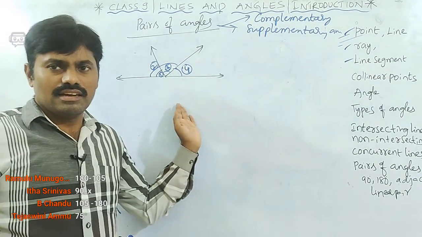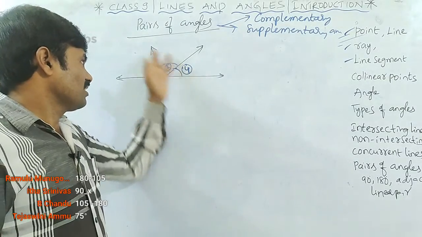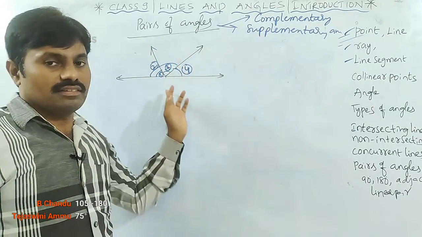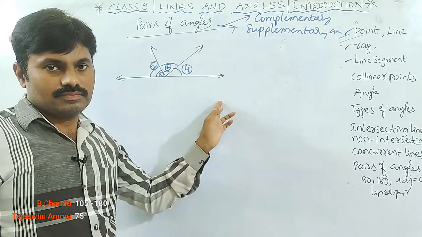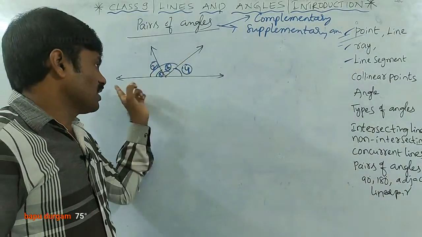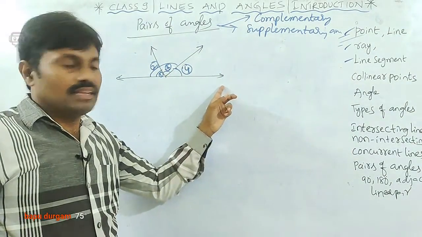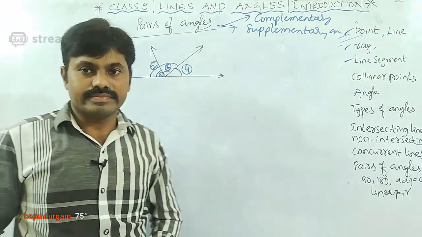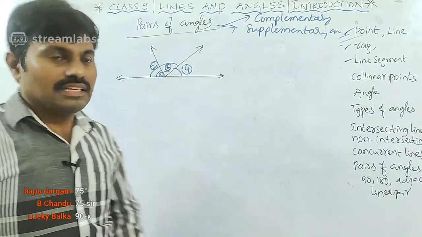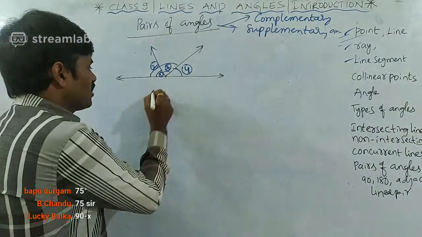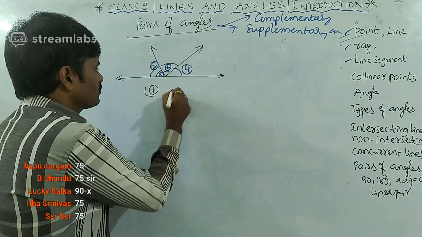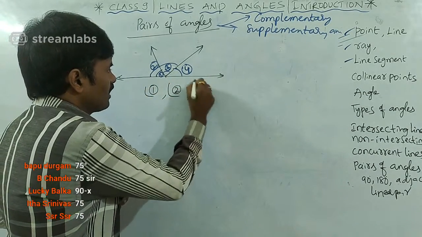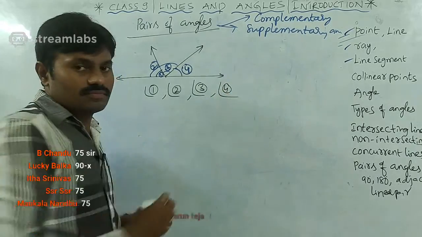This is the figure. In this figure, it is a straight line. Two rays are standing on this line. I repeat, two rays are standing on this line. Here some angles are formed. Okay, clear? Then what are those angles? Angle 1, angle 2, angle 3 and angle 4.